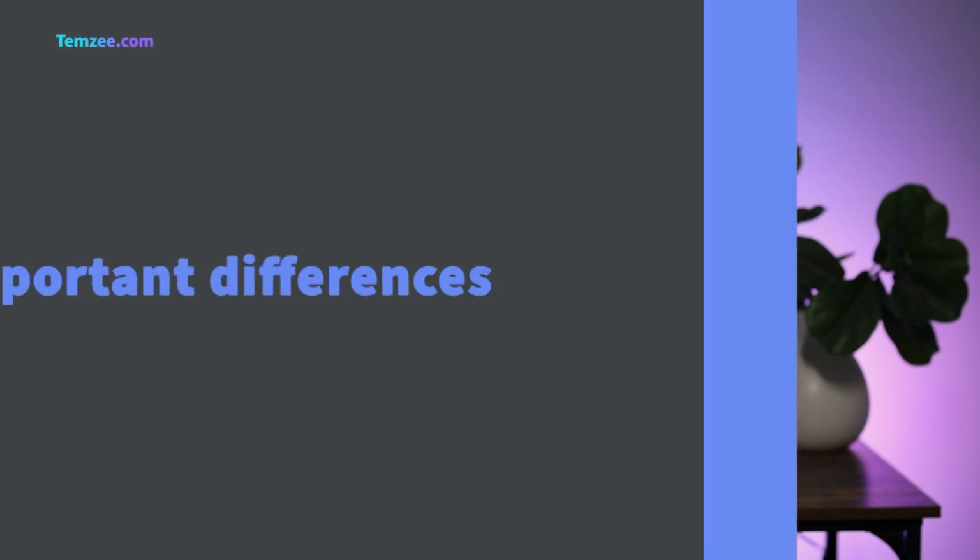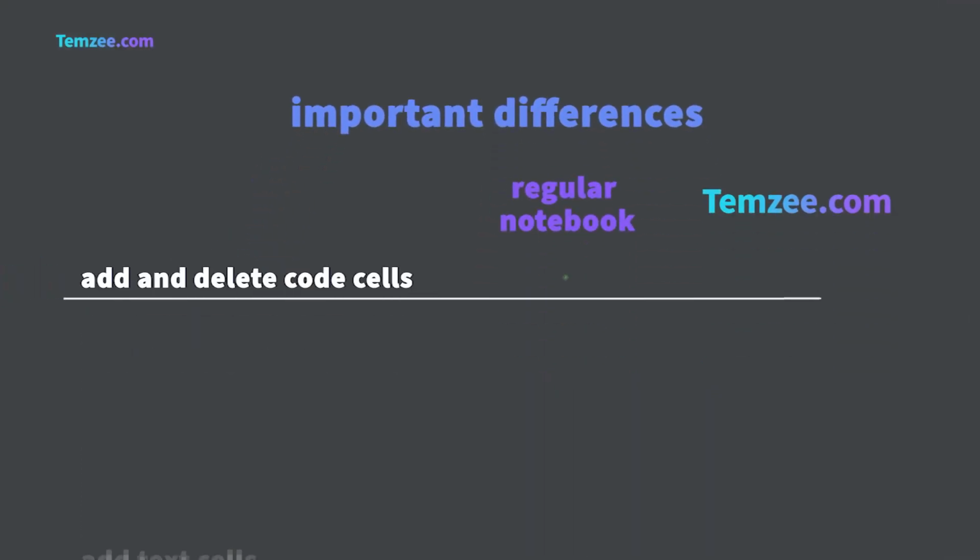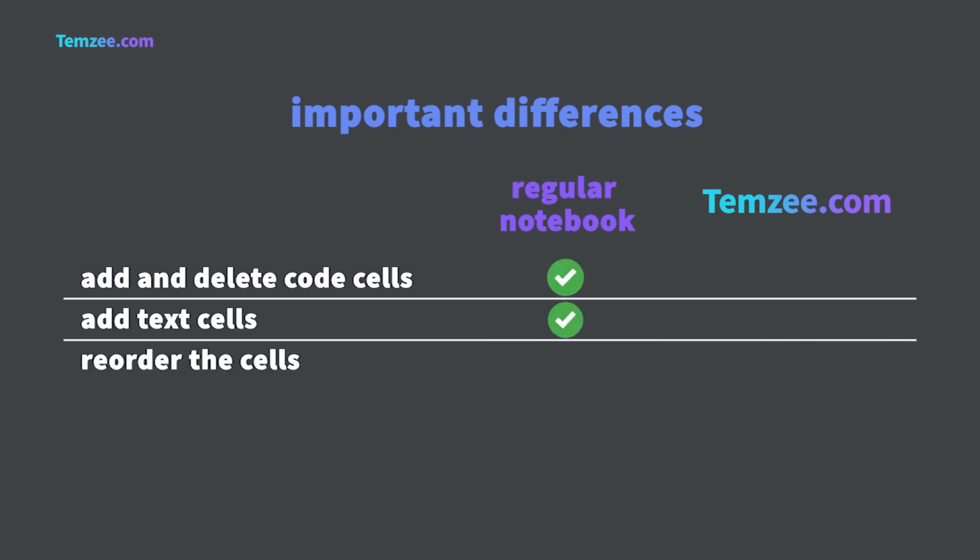However, there are a couple of other small yet important differences between traditional notebooks and Temzee lesson notebooks. In a regular notebook, you would be able to add and delete new code cells or text cells. You would also be able to reorder the cells any way that you like. This functionality has been restricted within Temzee Lessons. This has been done to make it easier for me to grade your code and to give you feedback on your work. It also ensures that all learners are more or less seeing the same thing and having the same experience.